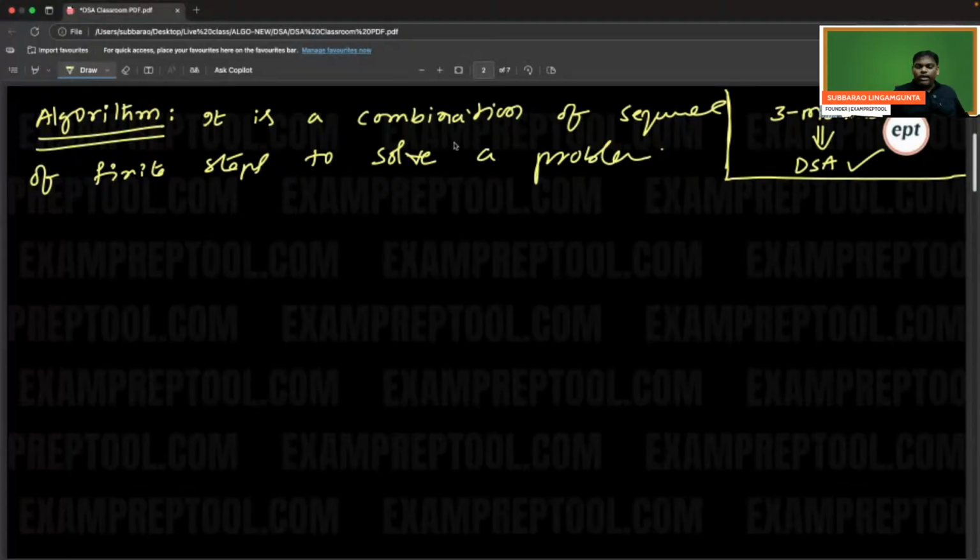Within a few days, classes will be there on the EPT portal. 3 classes will be here, 3 to 5 will be on YouTube, and the remaining will be on EPT. So, to solve a problem: it is a combination of a sequence of finite steps to solve a problem. There may be many definitions; it is one of the definitions.